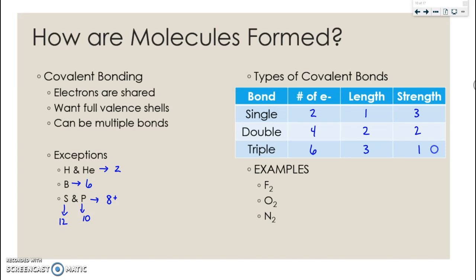And then here are a couple of examples of dot structures of molecules. F2 is going to be single bonded, O2 ends up being double bonded, and N2 ends up being triple bonded. In our final video on this topic, we will go through the details of how these are drawn.